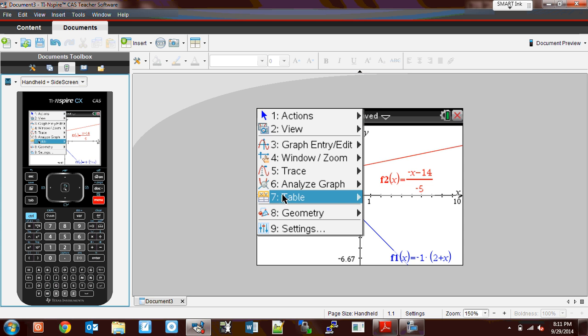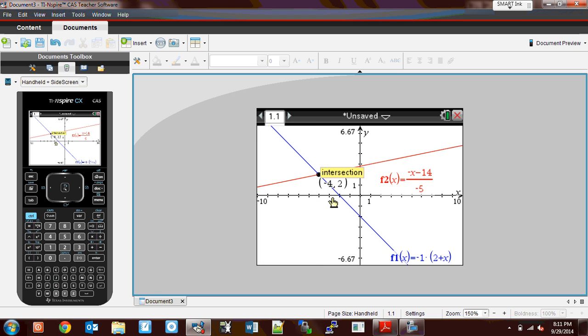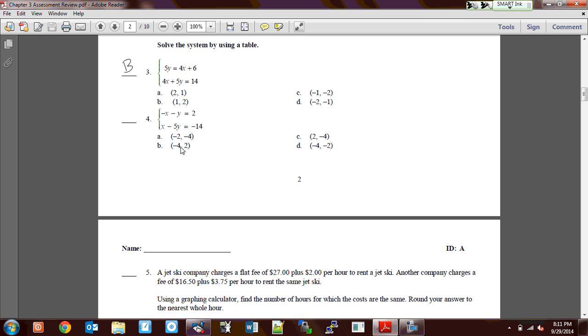Again, let's use the intersection tool. Go to Menu, Analyze Graph, Intersection, lower bound, upper bound. It crosses at negative 4, 2. Go back to here. Negative 4, 2. Number 4 is also letter B.